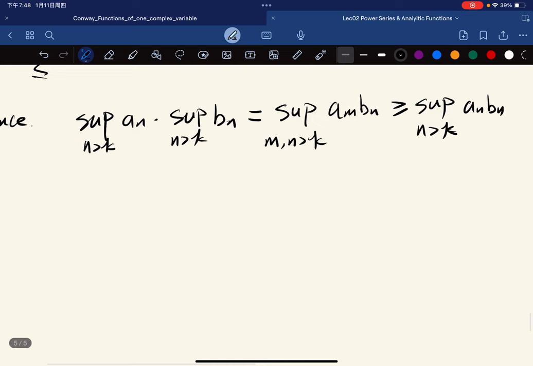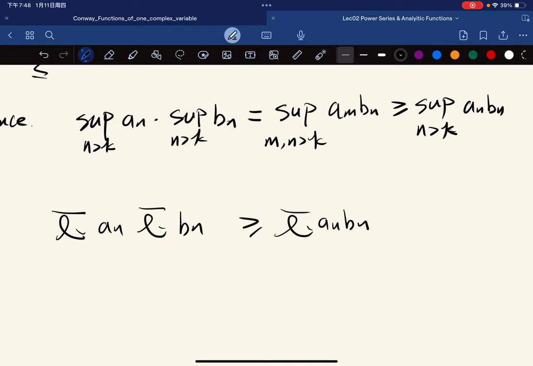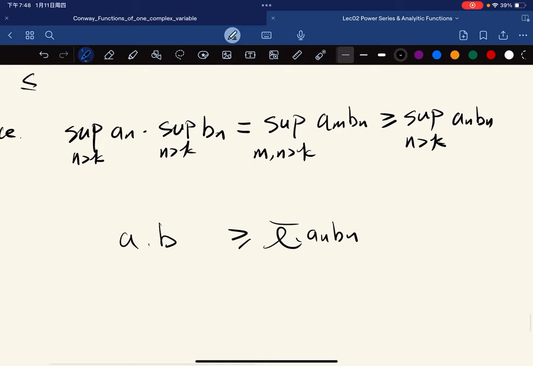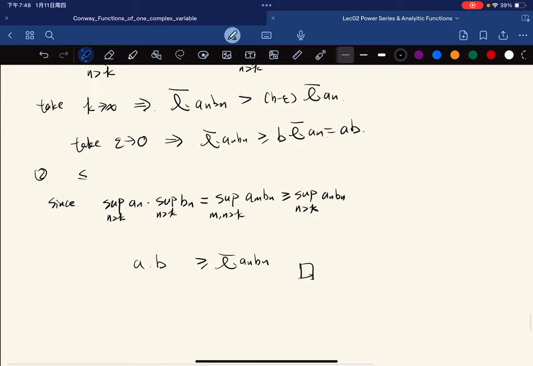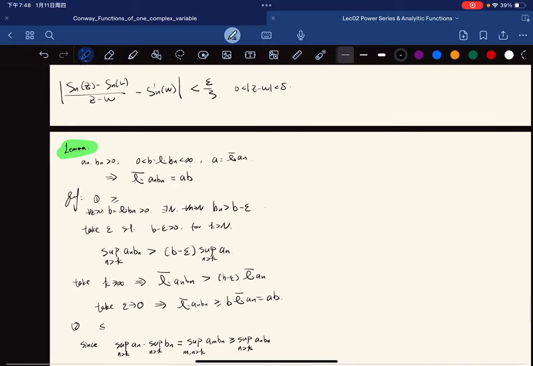So now we take limits. Then we have limit an, limit bn is greater than or equal to the limit of an bn. Well, this is equal to b, and this is equal to a. So we're done. Okay, we finished the proof of the lemma.